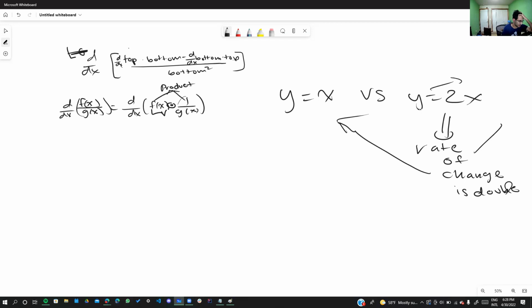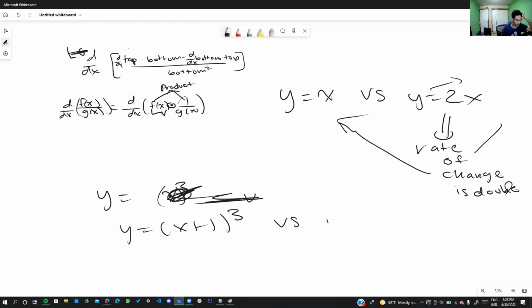So now similarly, let's just say we had y is equal to x cubed versus, or actually, we can do better than that. We'll say y is equal to (x plus 1) cubed versus y is equal to 2x plus 2. Right? So here, 2x plus 2, that grows twice as much as this one over here, which means that the rate of change must be twice as much.